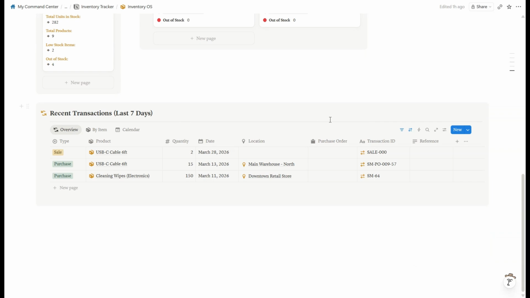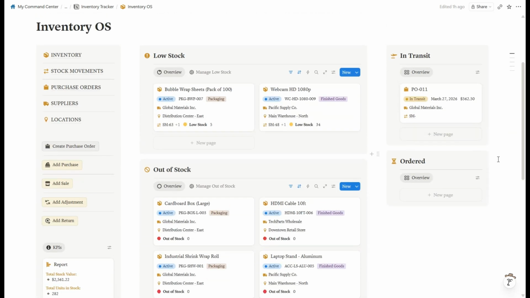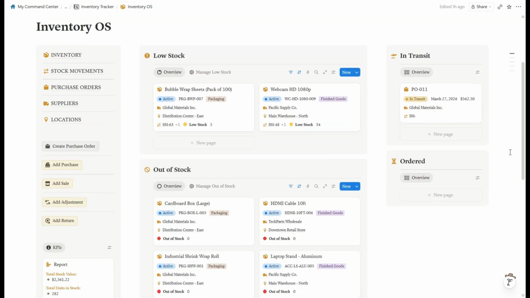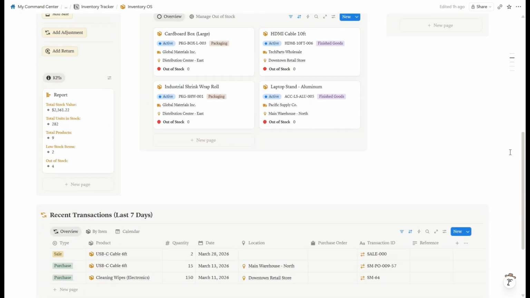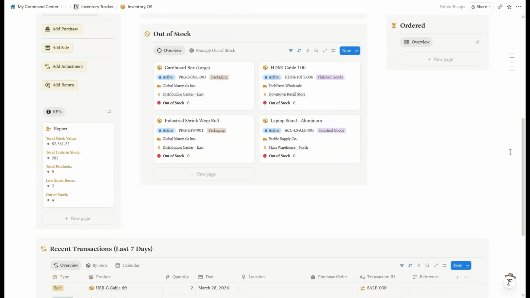Inventory Operating System is built for business owners, operators, and teams who want a cleaner way to manage inventory inside Notion. If you want one connected place for products, stock activity, suppliers, purchase orders, locations, and inventory health, you can duplicate Inventory OS and start customizing it for your workflow.